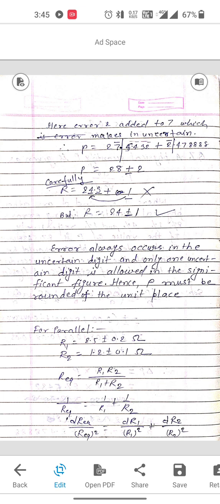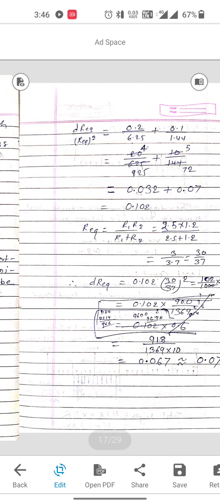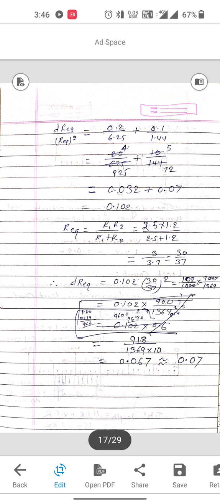For example, R1 is 2.5 plus minus 0.2, R2 is 1.5 plus minus 0.1, R equivalent equals R1 R2 by R1 plus R2. From here, ΔR equivalent by R equivalent squared equals ΔR1 by R1 squared plus ΔR2 by R2 squared plus ΔR equivalent by R equivalent squared. 0.2 by 6.25, 0.1 by 1.44.